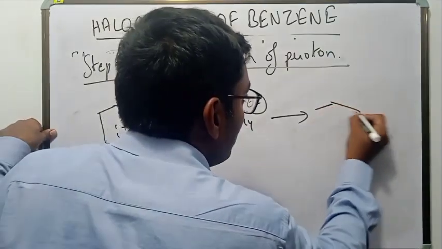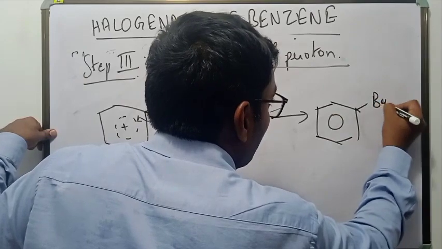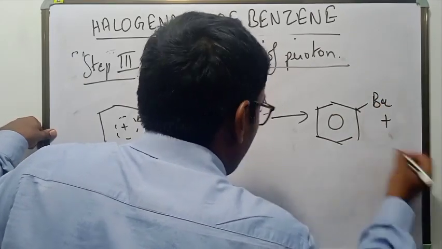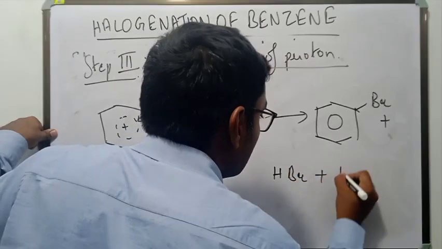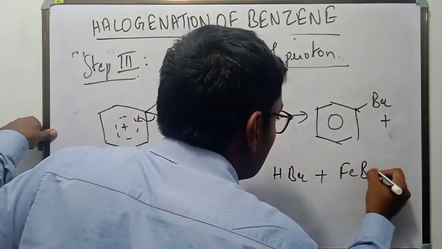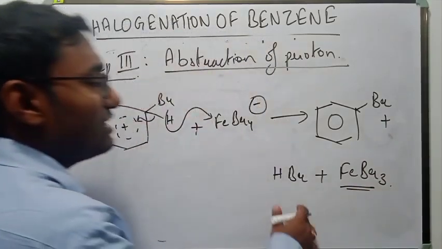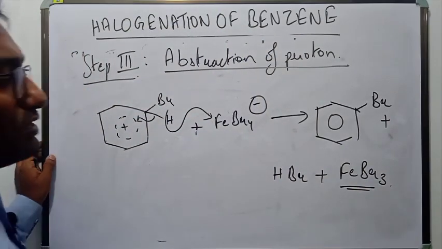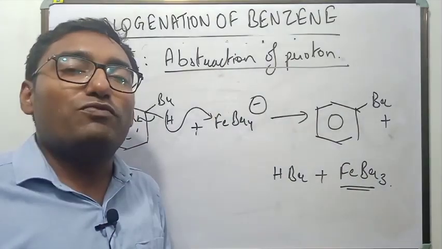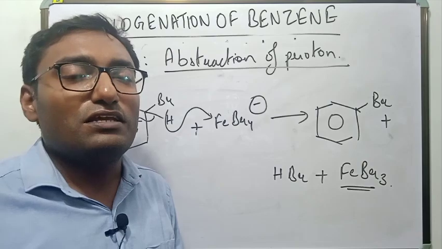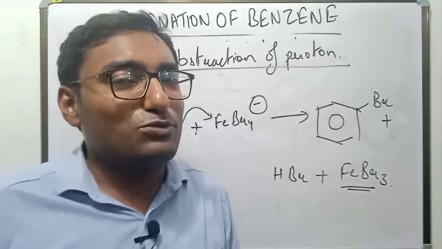So we get bromobenzene and HBr plus our Lewis acid catalyst FeBr3. The catalyst doesn't participate in the reaction, it recycles itself. So here are the 3 steps of the halogenation of benzene, which is an example of electrophilic aromatic substitution reactions.